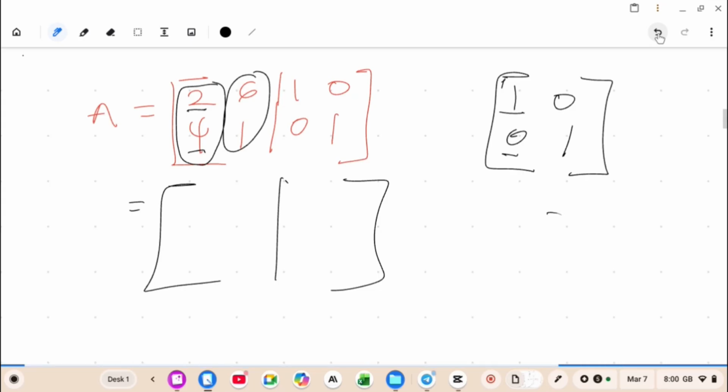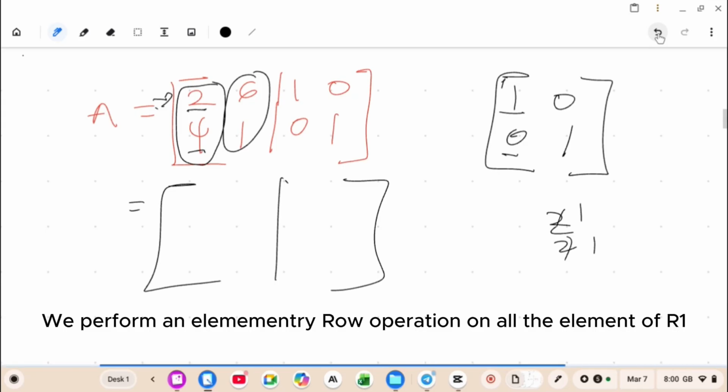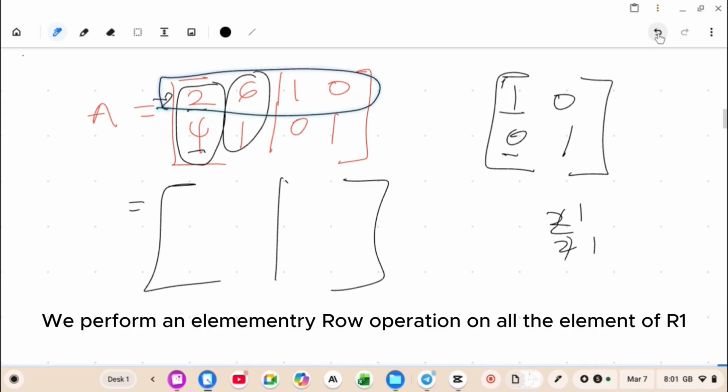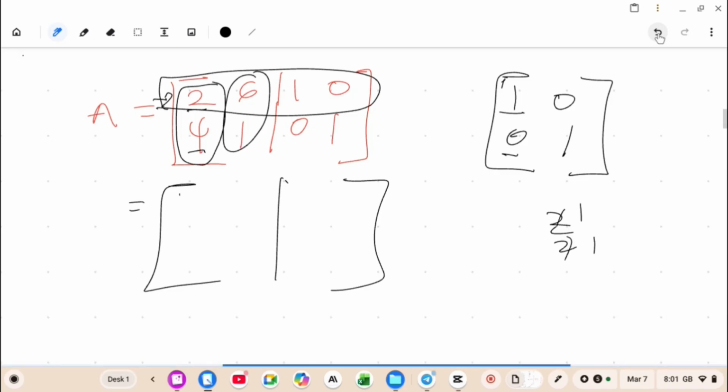We can turn 2 to be 1 by dividing 2 by itself, so that the 2 cancels itself and we get 1 there. Whatever you are doing to this element, that's 2, is supposed to be done to all of the first row. So you divide the 2 by 2, the 6 by 2, the 1 by 2, the 0 by 2. When we divide 2 by 2, we get 1. When we divide 6 by 2, we get 3. When we divide 1 by 2, we get half, and 0 by 2 is 0.